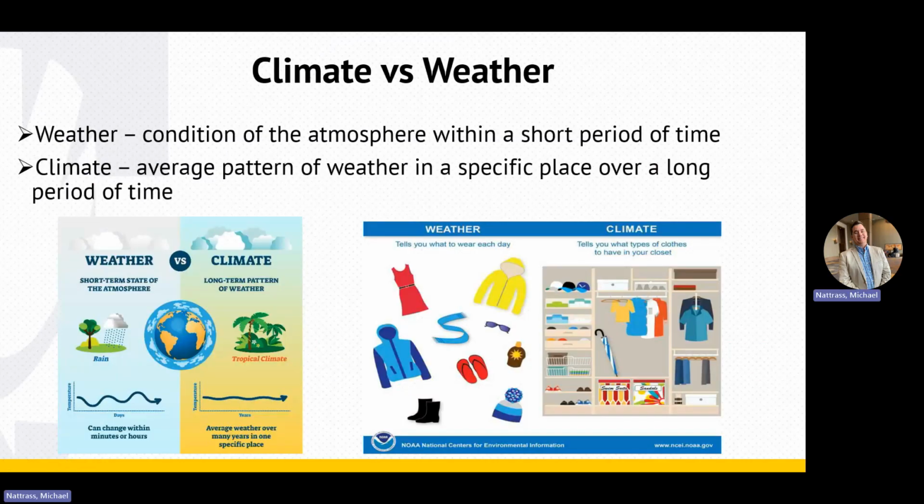Next, we have two things: weather and climate. Weather is what happened this morning. The weather outside was cool, and I needed a pullover. But that is not the climate. The climate is the average pattern of weather over a long period of time. So, how would you define the climate in Tennessee?